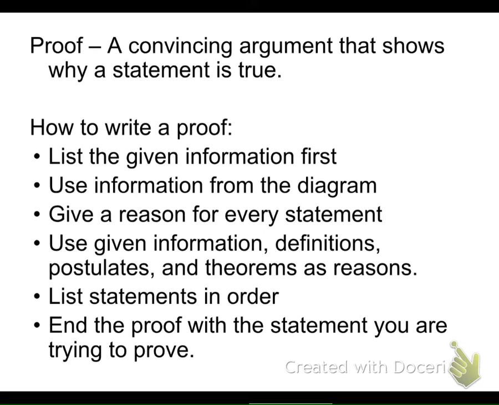So, proof writing. How to write a proof? List the given information first. So, we're going to do that. Use the information from the diagram. You're going to look at your diagram and use the picture to make decisions. Give a reason for every statement. So, we've been building on this every lesson we've done. I want you guys to show me how you know it. Use the information, definitions, postulates, and theorems as reasons. So that is going to be your reason half. We list them in order, and then we end the proof with what we were trying to prove.